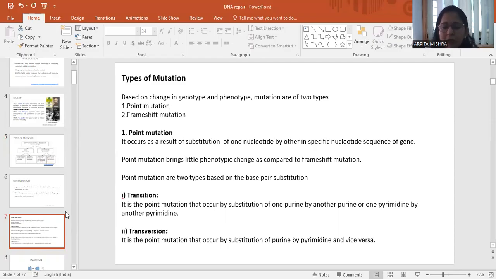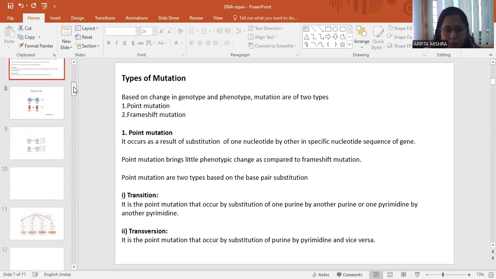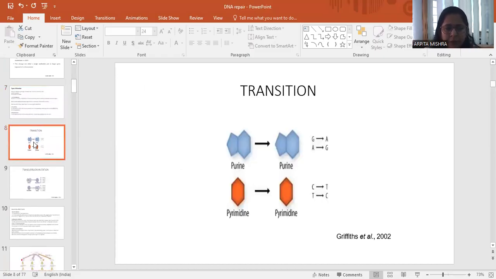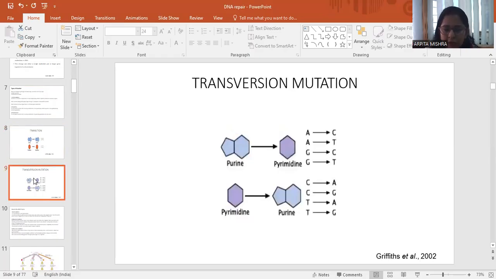Transition is the point mutation that occurs by substitution of one pyrimidine by another, or one purine by another. Transversion is the point mutation that occurs by substitution of a purine by a pyrimidine or vice versa. You can see here it is a replacement of a purine with a purine: transition. Transversion means a purine is changed into a pyrimidine, or a pyrimidine into a purine.